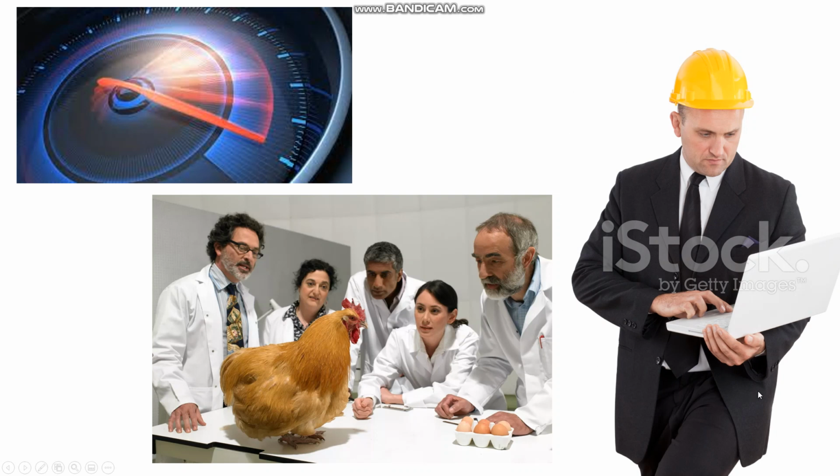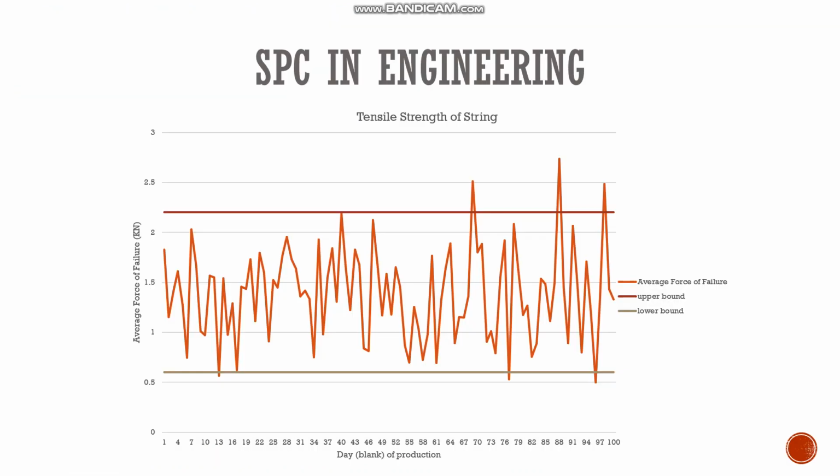SPC can be used in engineering in looking at manufacturing, as in the amount of units produced on any given day, the average amount of units, or it can be used to look at individual materials or products and the qualities of those and how those vary from one part to the next. Here's an example of how SPC is used in engineering.